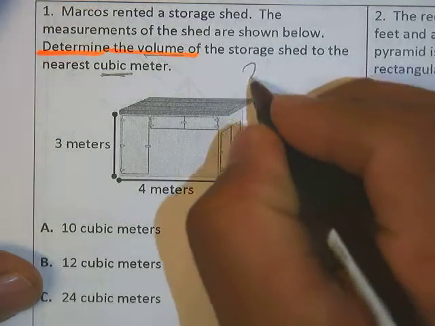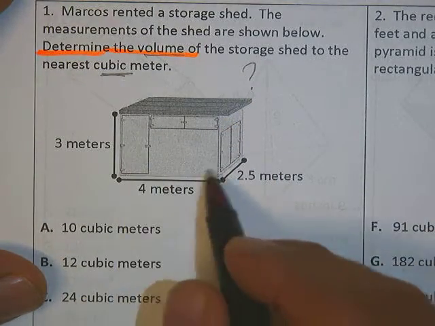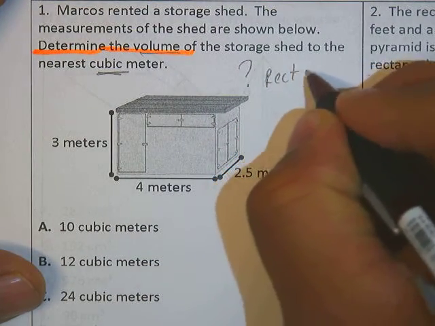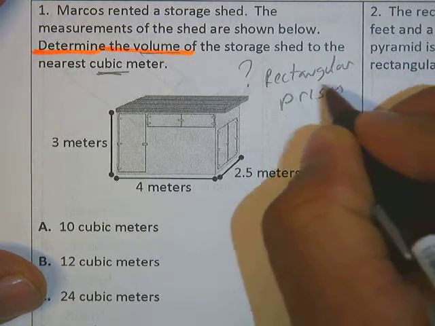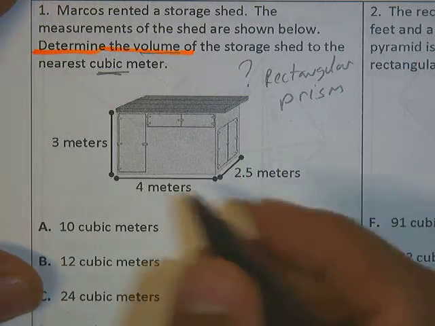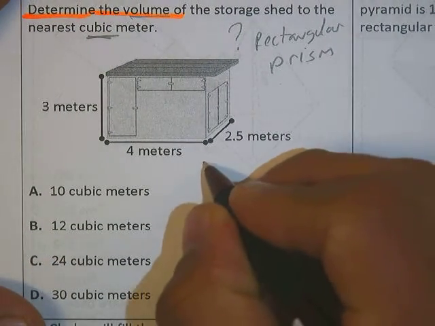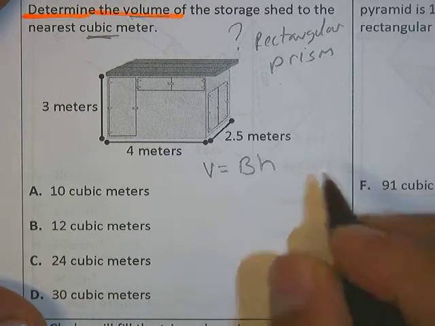What kind of figure is it? You've got to ask yourself, what kind of figure is it? Well, it's a length, a width, and a height. So I know it's a rectangular prism. And I know for a prism, the equation is volume equals the area of the base times the height.